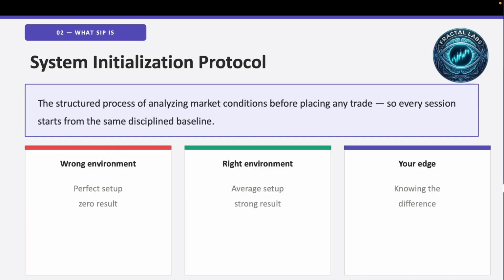Same thing here. You want to be looking at the markets when the environment is right. In a wrong environment, you can have your perfect setup with a sweep, an inversion, whatever, and have poor results. If you trade in the right environment, even your decent setups, not A+ setups, but even B setups, still provide you the results. So here your edge is knowing the difference between a wrong and a right environment to trade.